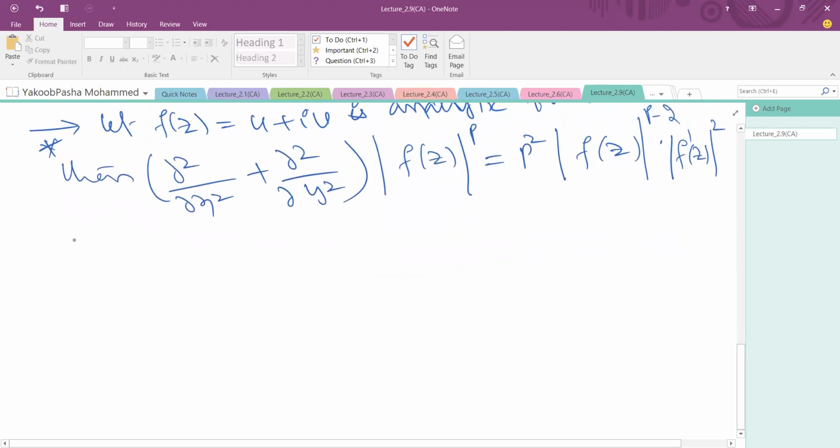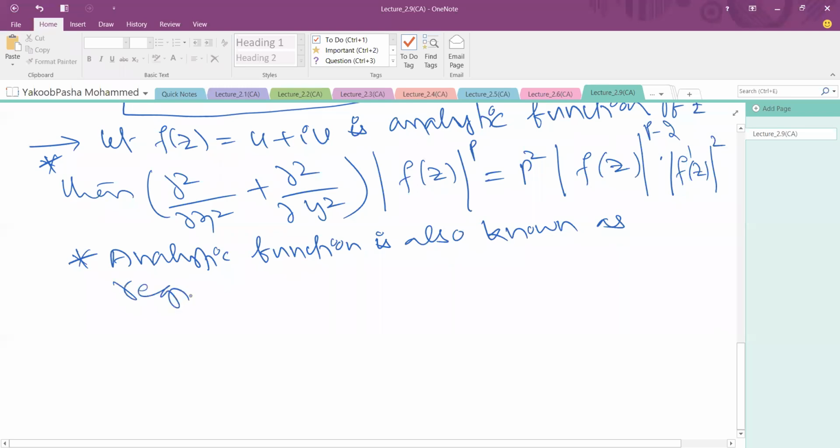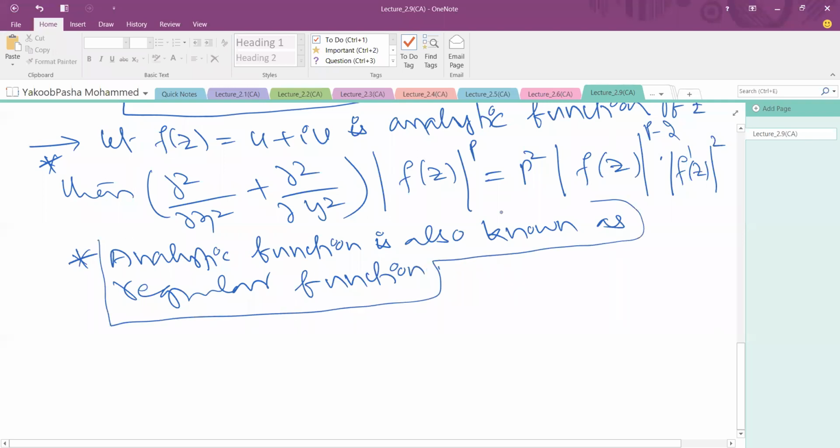I'm taking the problem here. One point I forgot: an analytic function is also known as a regular function. Analytic function ki inko name ante regular function kuda anta. Ekkuva word use cheyaledu. But ee problem lo ikkada manaku regular function ani word use chesam.